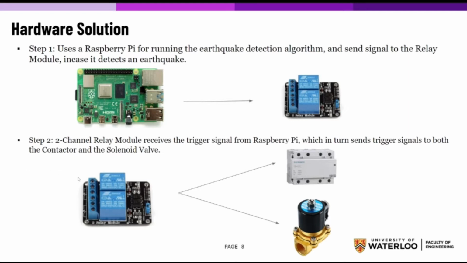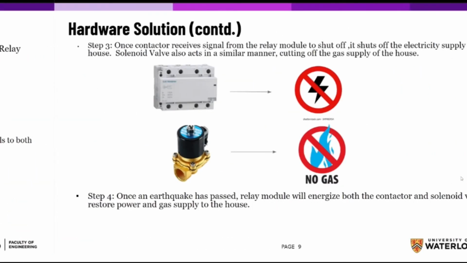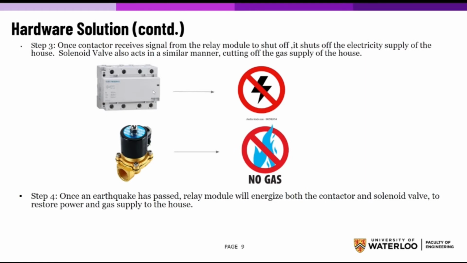So for step two, this two-channel relay module receives the trigger signal from the Raspberry Pi, and it will send this trigger signal to both this contactor and the solenoid valve. Once the contactor receives the signal from the relay module to shut off, it shuts off your house's electricity supply. And the same would be the case with the solenoid valve. Once it receives the signal from your relay module, it will shut off the gas supply of the house.